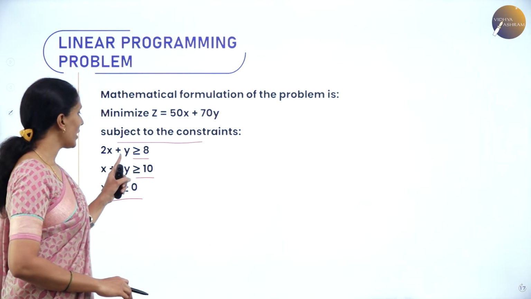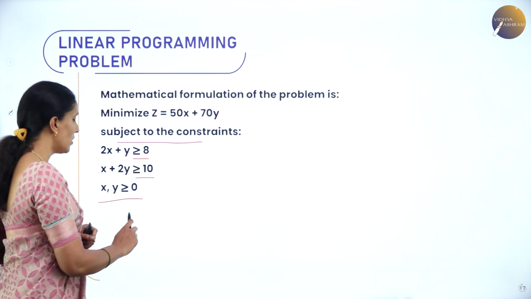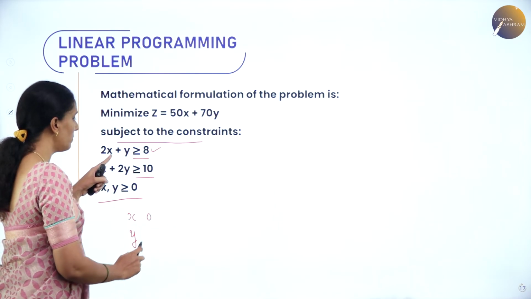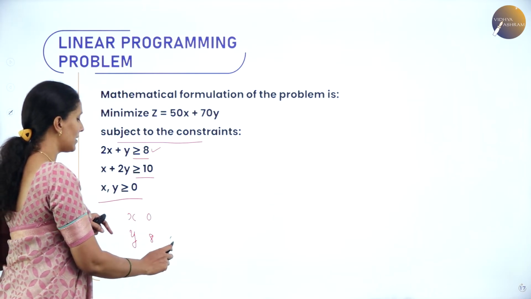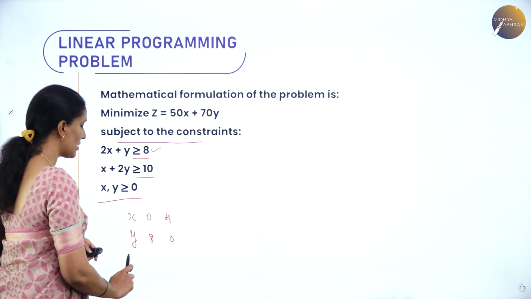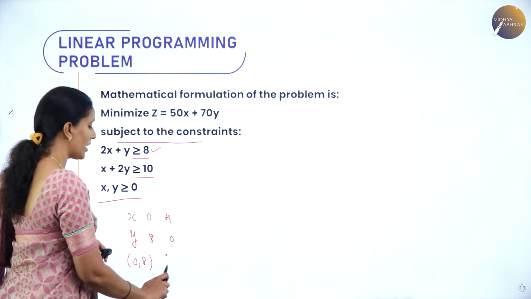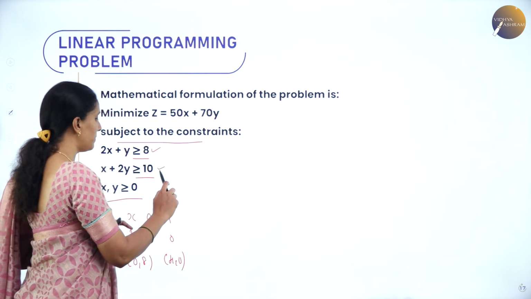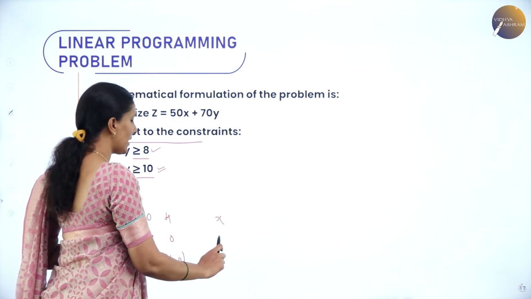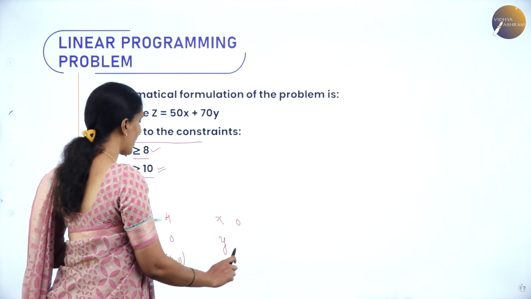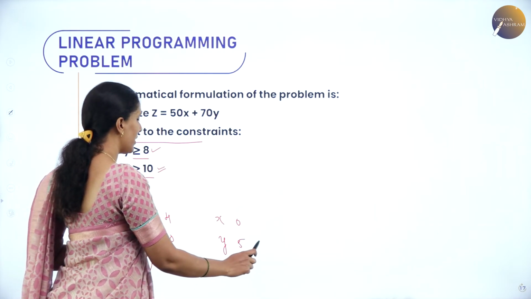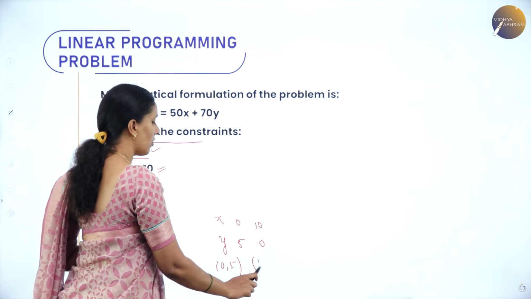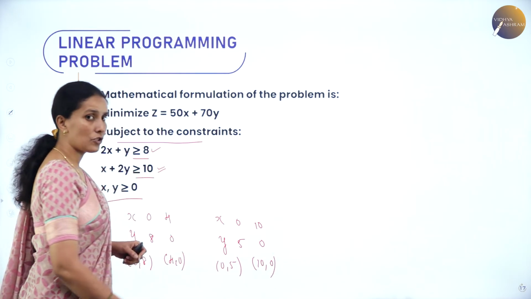So, when we solve 2x plus y greater than or equal to 8, if I take x and y values for this, if x is 0, y is 8. If y is 0, x is 4. So, for the first one, we have 0, 8 and 4, 0 as the coordinates. Now, for the second one, if x is 0, y is 5. If y is 0, x is 10. So, we can take 0, 5 and 10, 0 as the coordinates and then join the line.